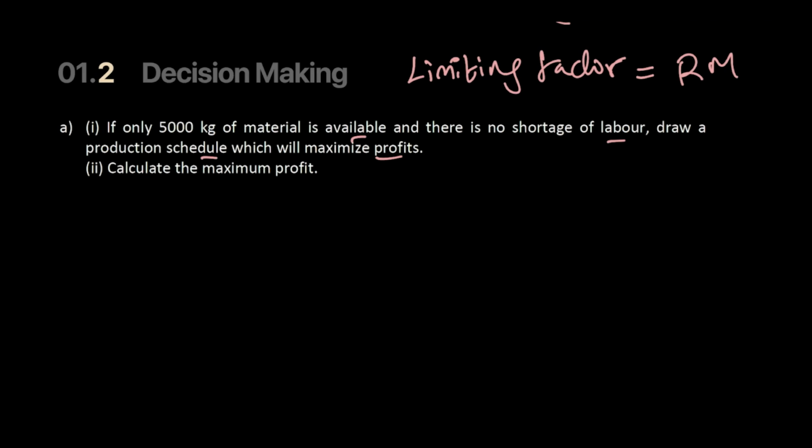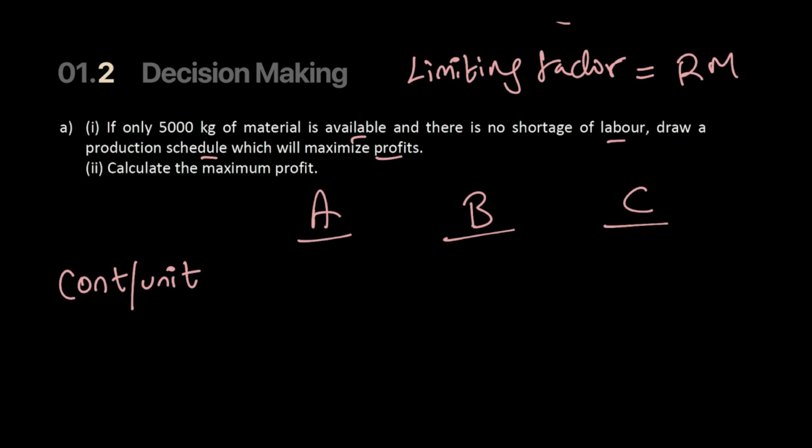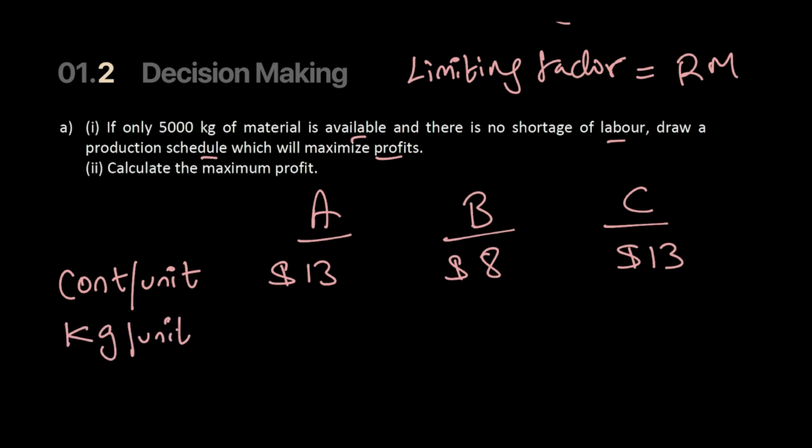In order to determine which product to rank first, second, and third, what we need to do first is write down all three products A, B, and C. We've already calculated their contributions per unit, so we got $13, 8, and 13. This is how much they earn on every single unit. Now, let's calculate how much of a resource they consume, by that I mean how much kg per unit, so that we can compare what they earn versus what they consume. So let's go back to the original question again.